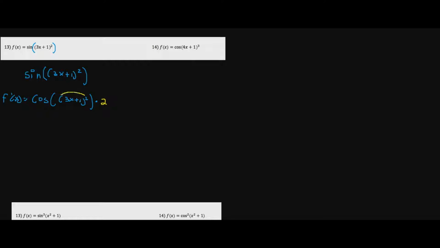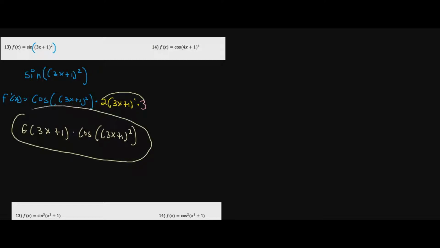And I'm going to get 2 by bringing the 2 down, ignore everything on this inside, 3x plus 1 to the 1 power, multiplied by, now you can take the derivative of the 3x plus 1, which is going to be 3. Whew. And last but not least, 2 times 3 is 6, so we're going to get 6 times 3x plus 1, like that, times cosine, parentheses, 3x plus 1 squared. Boom. These are the most challenging ones, and the more practice we get with these, the better off we're going to be.